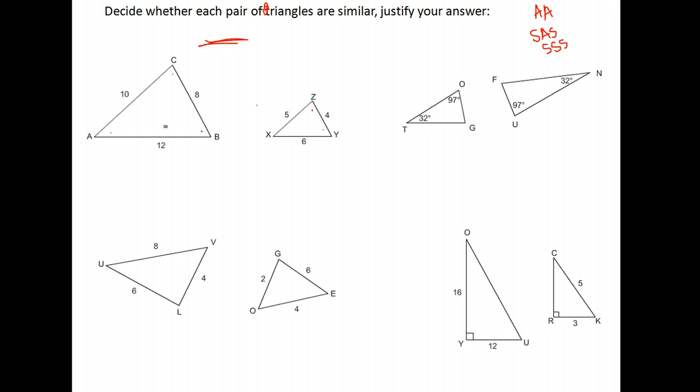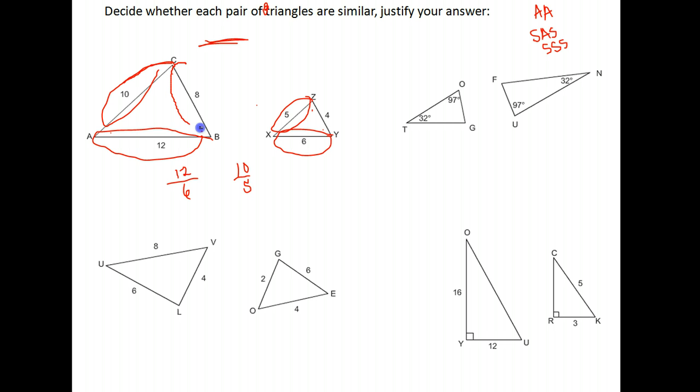So what I do now is set up my fractions to see if I have equal fractions here. Okay, so line up your corresponding sides. The longest side of this triangle, which is actually down here, 12 is the longest side of this triangle, should match up with the longest side of this triangle. So 12 to 6. The next longest side on this triangle was 10. It should match with the next longest side on this triangle, 5. So 10 over 5. And finally, our shortest side of this triangle should match up with the shortest side of this triangle, 8 to 4.